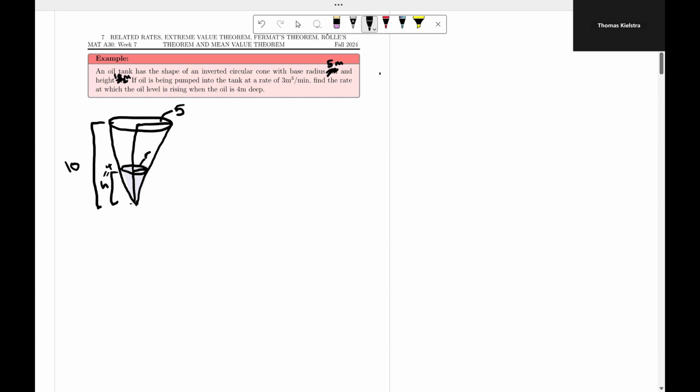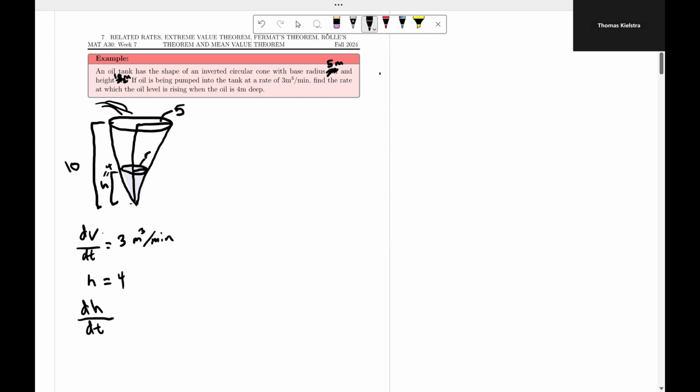Right? And they're giving us that they're pouring stuff in. The change in volume with respect to time is what they give us. It's 3 meters cubed per minute. And they give us the height. And the current height, they say, is 4. And they're asking for the change in height with respect to change in time.